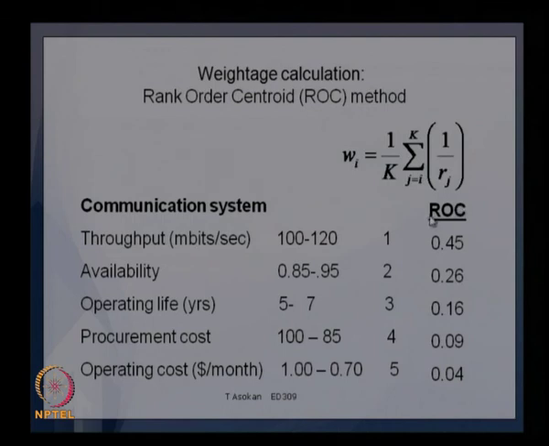So, use the ROC method to get this weightage Wi, and then the Vixi can be obtained using the exponential function method. Then Wi and Vixi can be multiplied to get the total value function for the communication system. The communication system value function Vx will be equal to sigma i equal to 1 to n of Wi Vixi, where Vixi are the individual value functions.